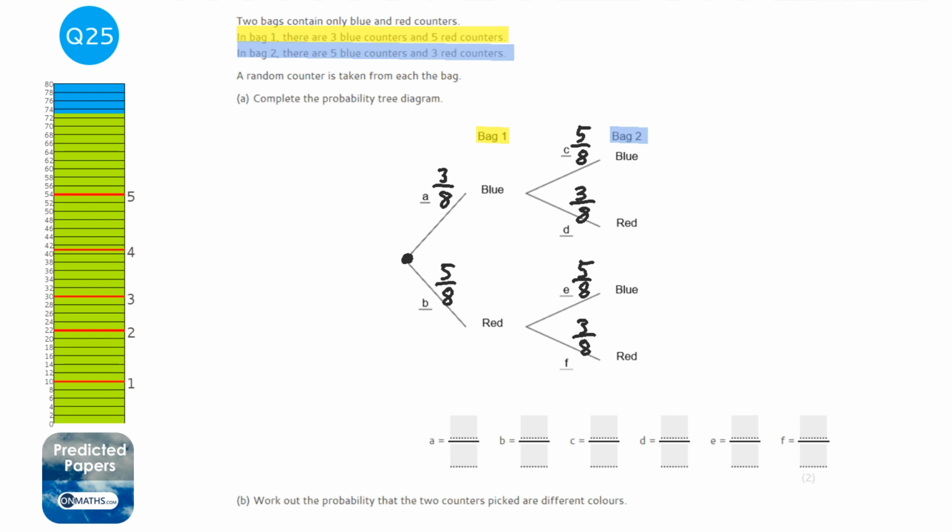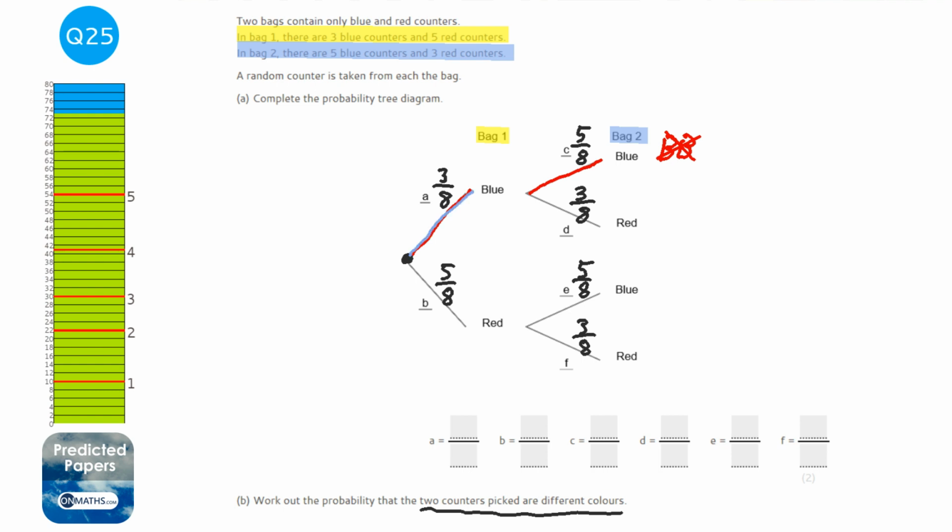Next question says, work out the probability that 2 counters picked are different colours. So we've got to think carefully here. What options are there that go to different colours? Well, let's follow the paths. So I go down the blue path and then the blue path. So I end up with a blue and a blue. Well, we don't want that. Those aren't different colours. So let's try again.